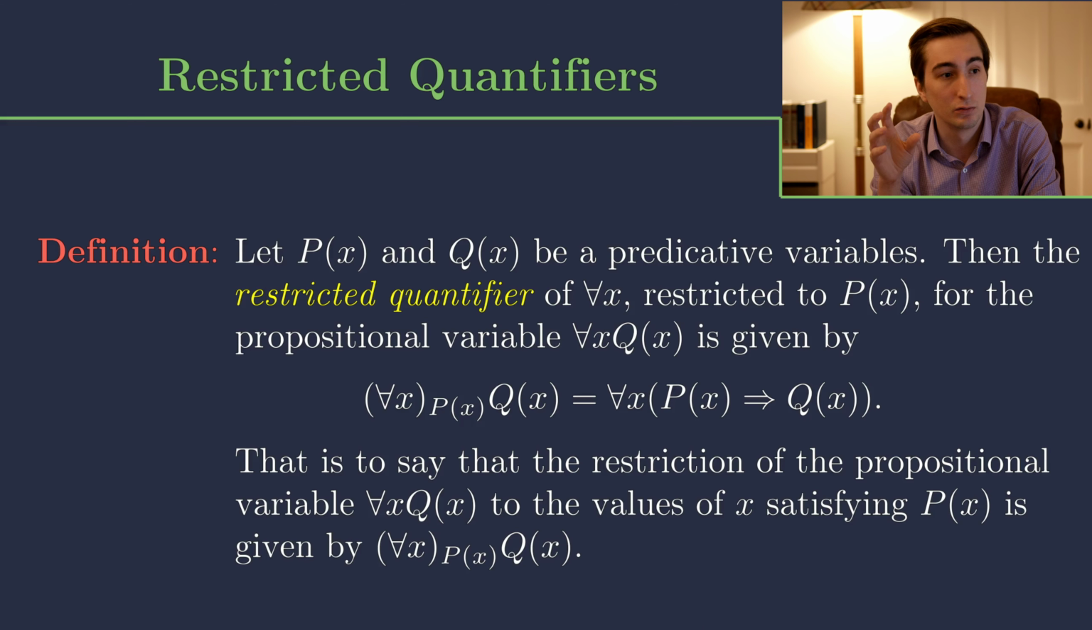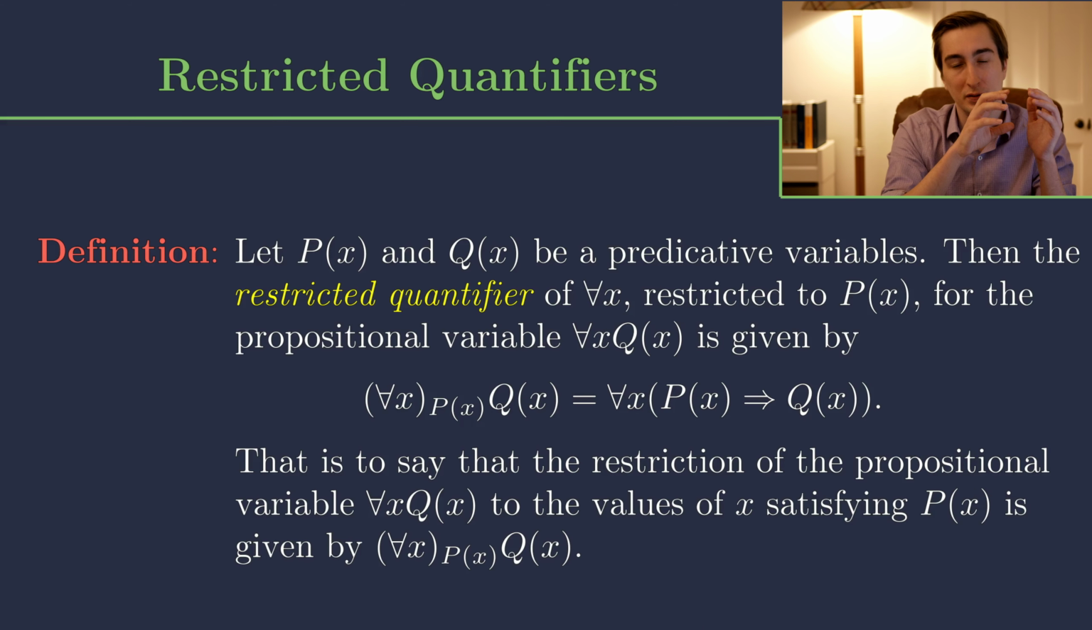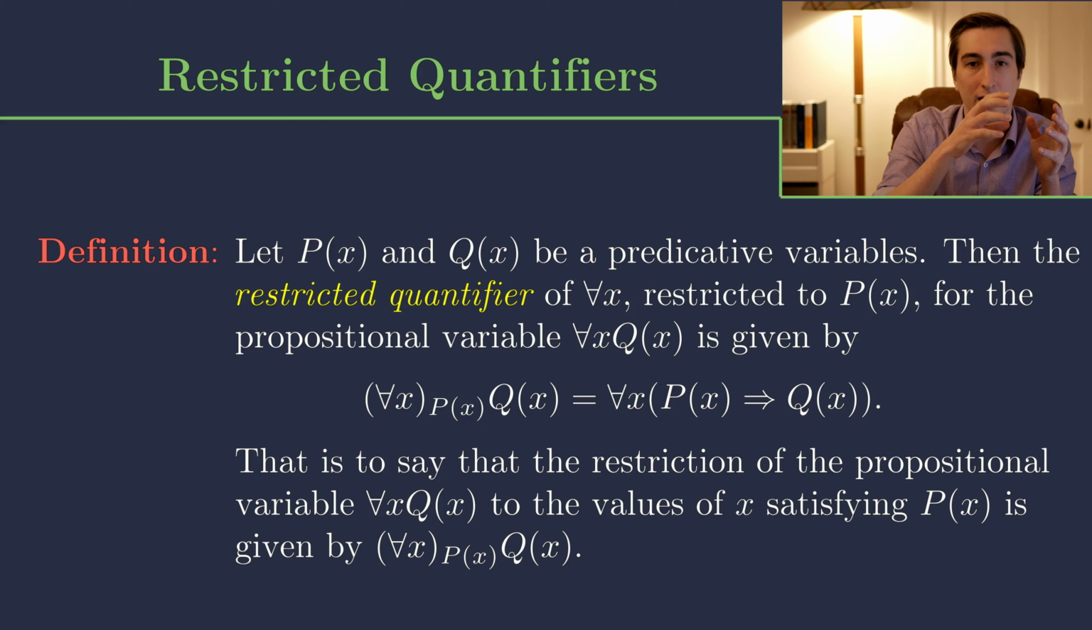This might seem a little tricky, but effectively all it's saying is, if I'm given the propositional variable for all x Q of x, and I want to restrict that to the values of x that also satisfy P of x, then that is what this restricted quantifier is.